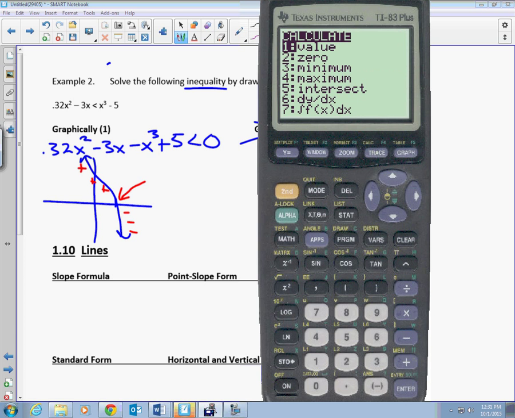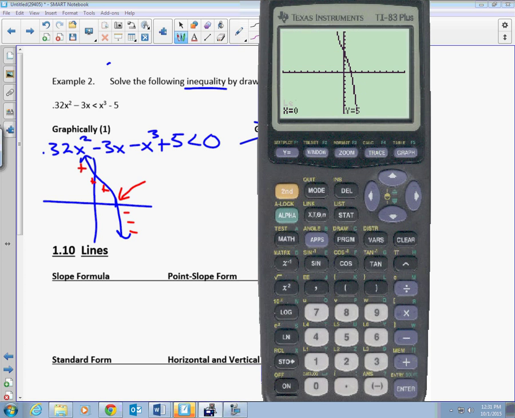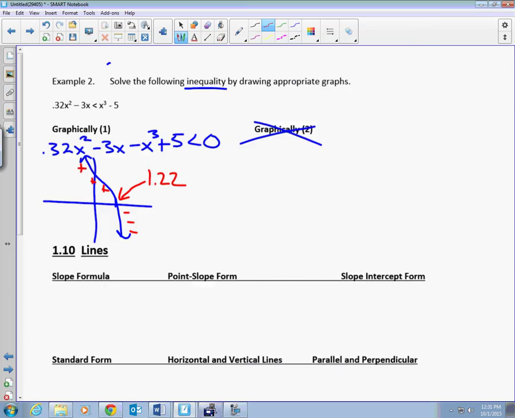So I can calculate, and I grab the 0. I like the 0 option best. You can do the inequality one for here. I don't really like it. So let's see. Left bound. I'm going to go to the left of the zero, and that's going to bring me above. I'm going to go to the right of it, and that's going to bring me below. I get 1.22. Now, 1.22 gives me a value of 0. So you tell me, what is my solution in interval notation?